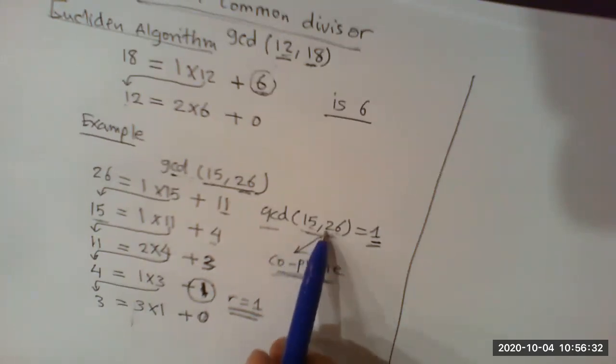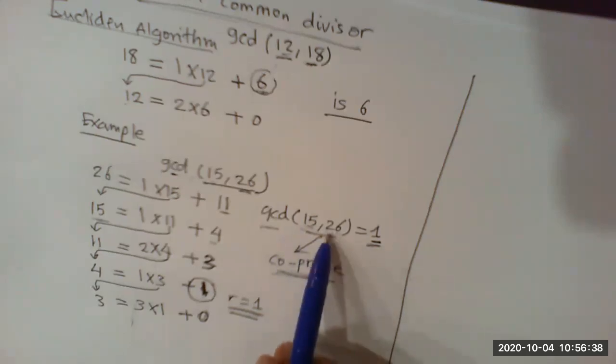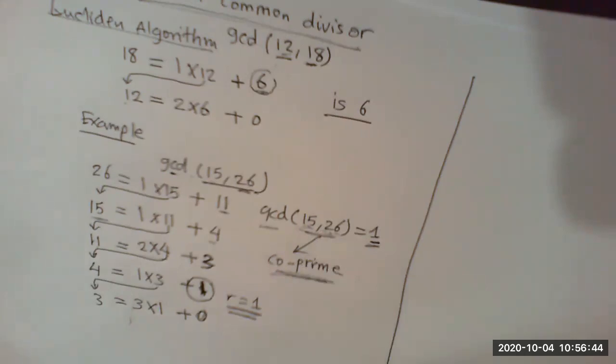So I cannot say 2 multiplied by 15 equals 30. 15 and 30 are not co-prime because they have a common number. Here they don't have a common number, so they are co-prime.